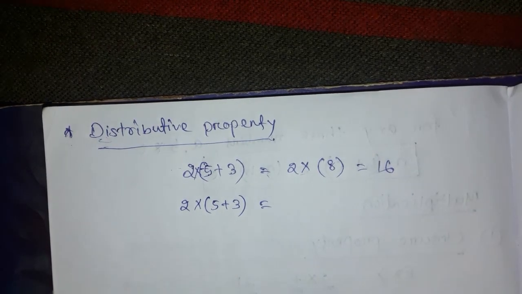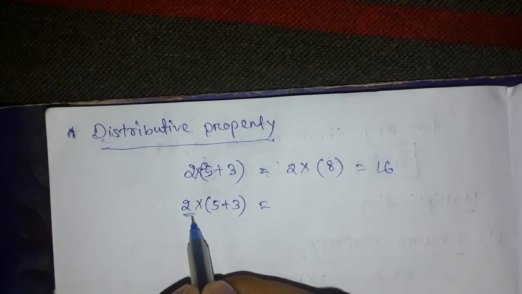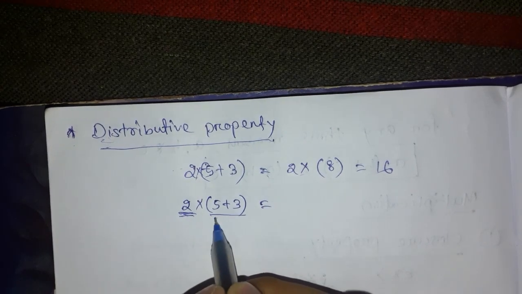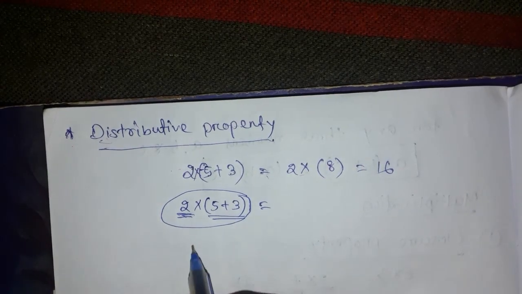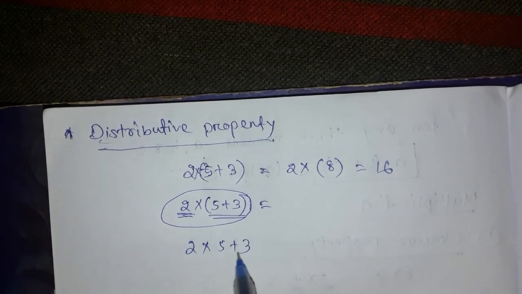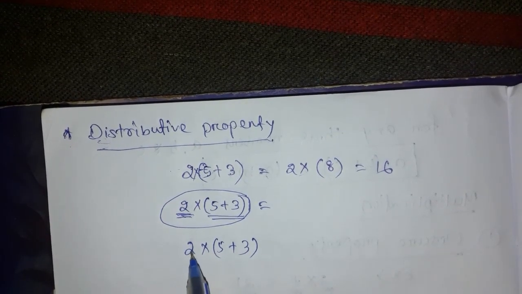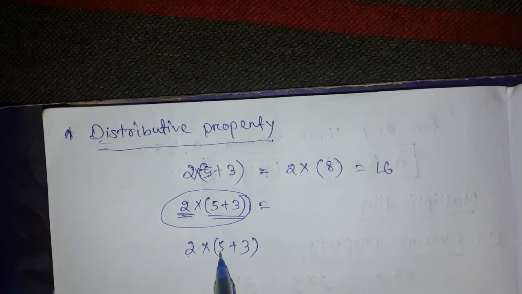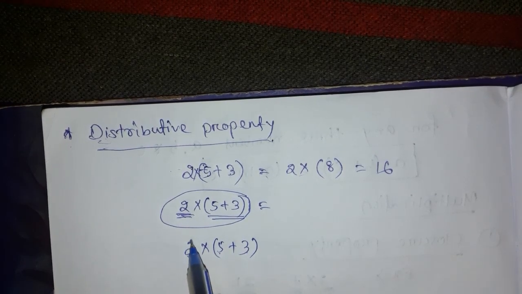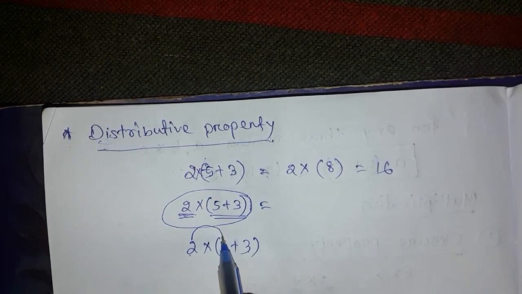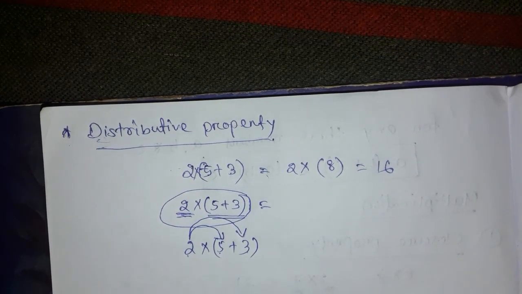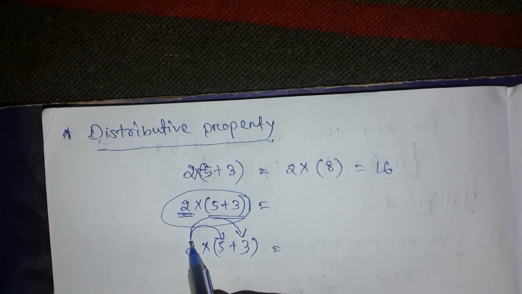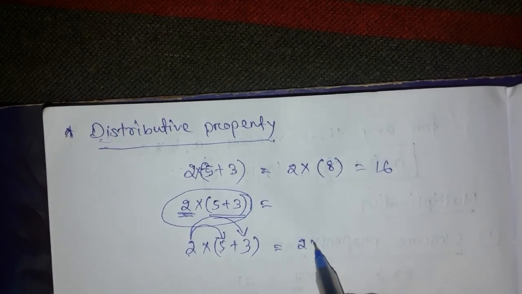In the same case, I will apply another trick. I will distribute. Here 2 is one part and 5 plus 3 is the other. How will I distribute? Look here: 2 into 5 plus 3. The first number is 2, the second number is 5, the third number is 3. First I multiply the first number with the second number, then I multiply the first number with the third number, then I add both. First, the first number with the second number: 2 into 5.